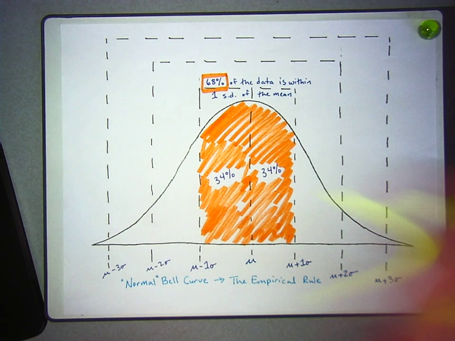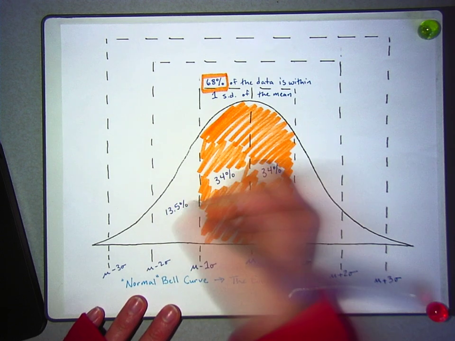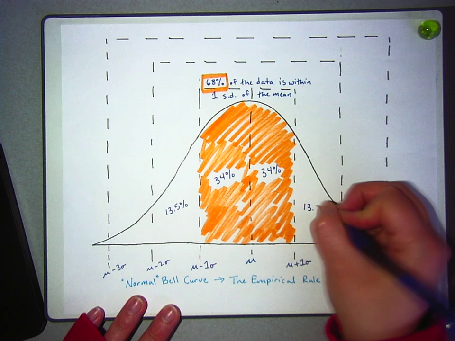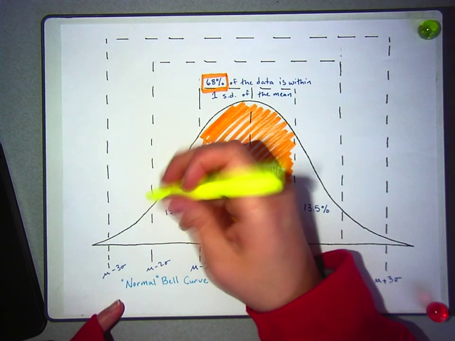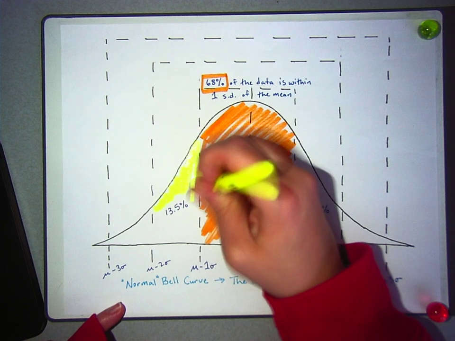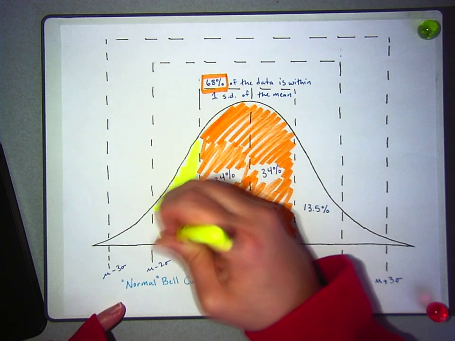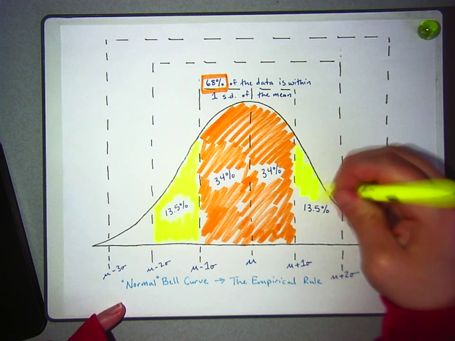Next section, we're going to color, but first let's write out, this is 13.5% here. 13.5% over here. And I color this section a color. And this section.